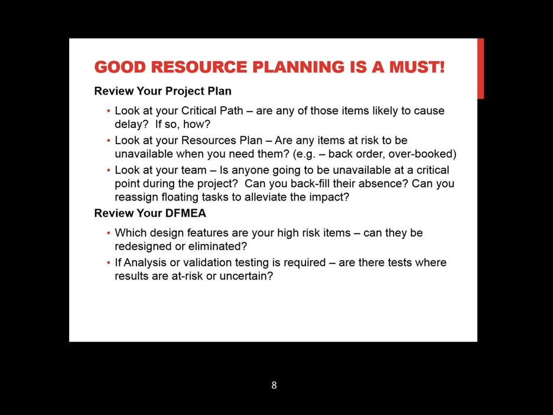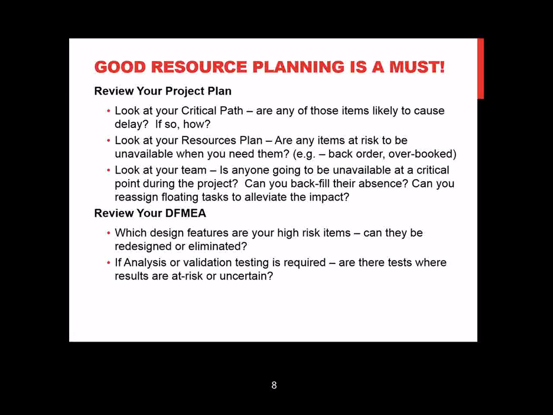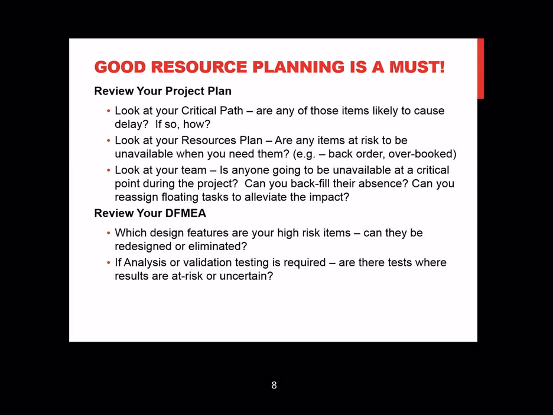So keep in mind that to manage risk, good resource planning is a must. So you've got to take a look at your project plan. Look at the critical path. Did you do a critical path analysis on your project? If not, better get one done. But when you do have one, take a look at it. Where is the critical path? Which items that lie along that path have any risk elements to them that could delay the project? Because if it's on the critical path and you don't get it done on time, you're already late with your project.